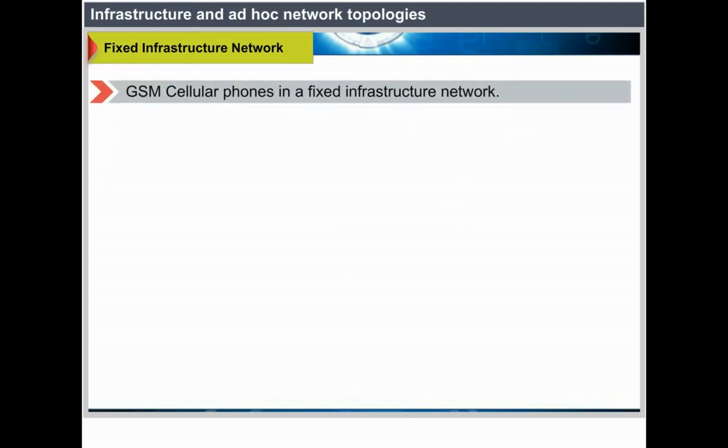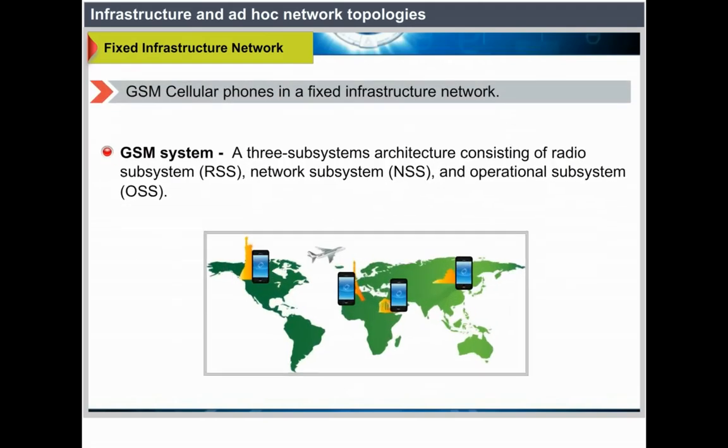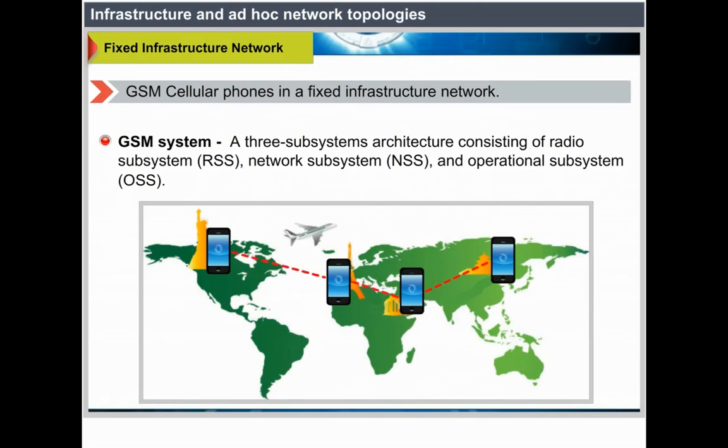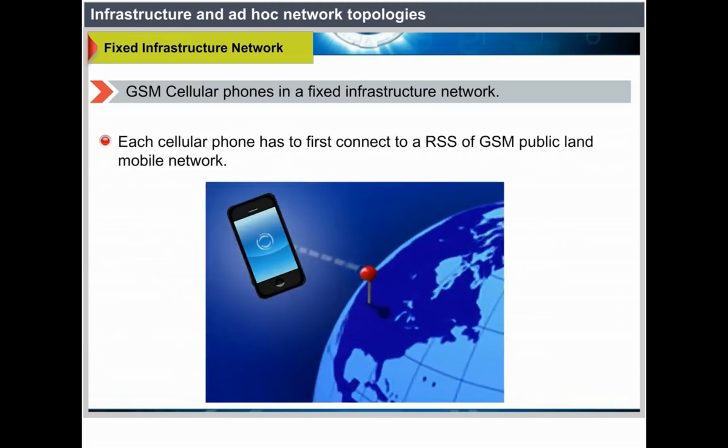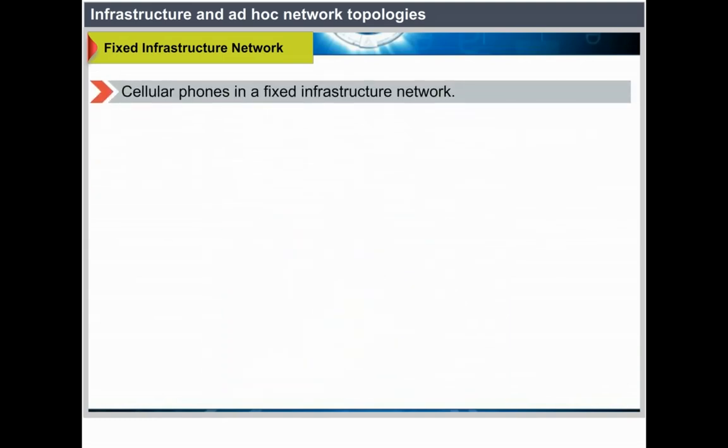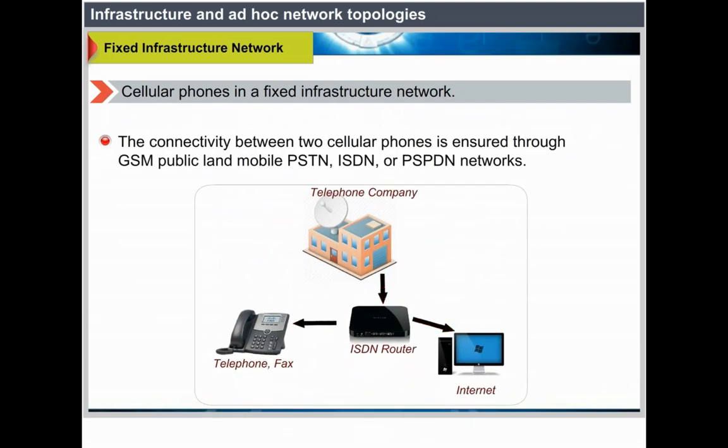GSM cellular phones in a fixed infrastructure network. The GSM system has a three-subsystem architecture consisting of the radio subsystem RSS, network subsystem NSS, and operational subsystem OSS. Each cellular phone has to first connect to an RSS of the GSM public land mobile network. The connectivity between two cellular phones is ensured through GSM public land mobile, PSTN, ISDN or PSPDN networks.